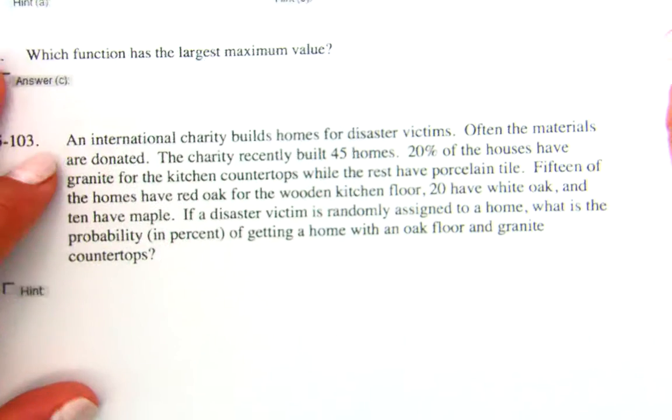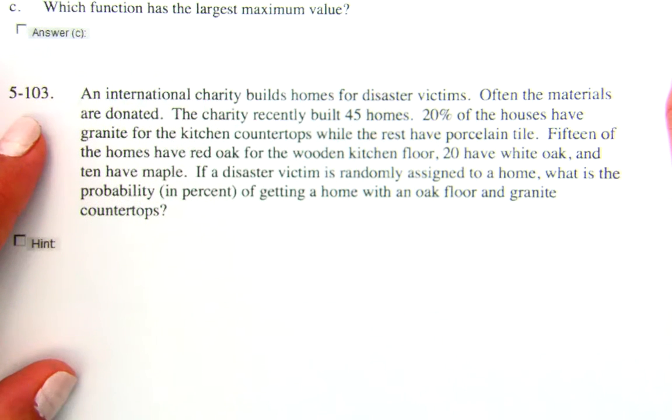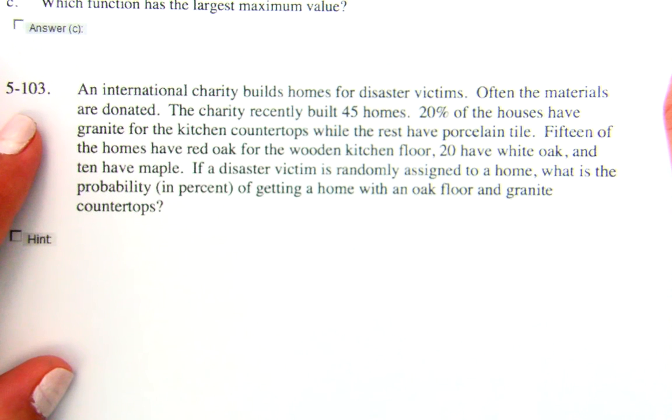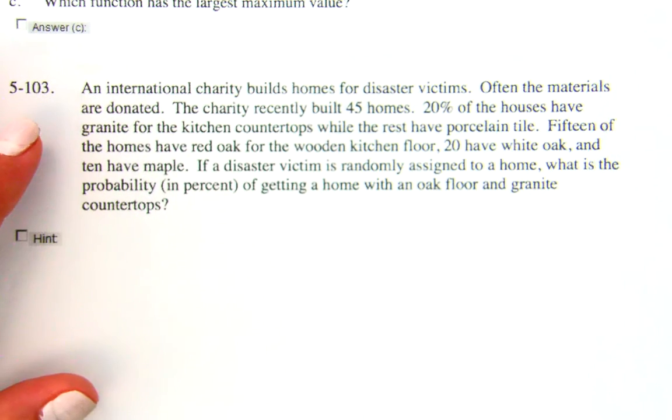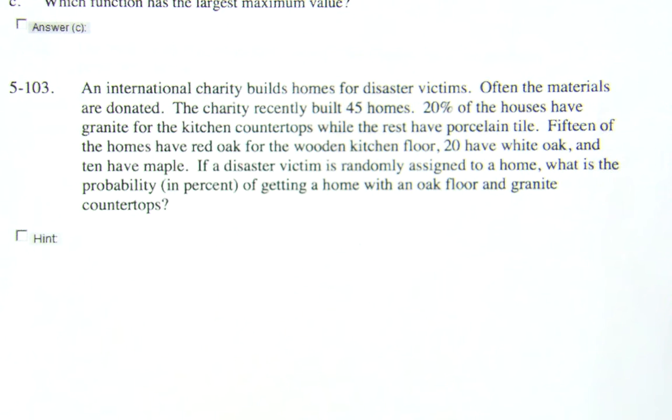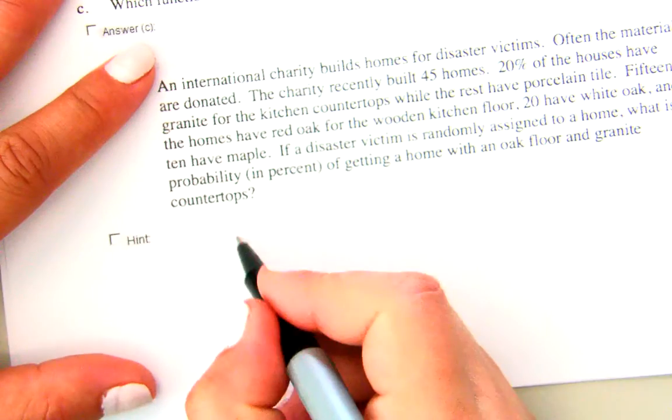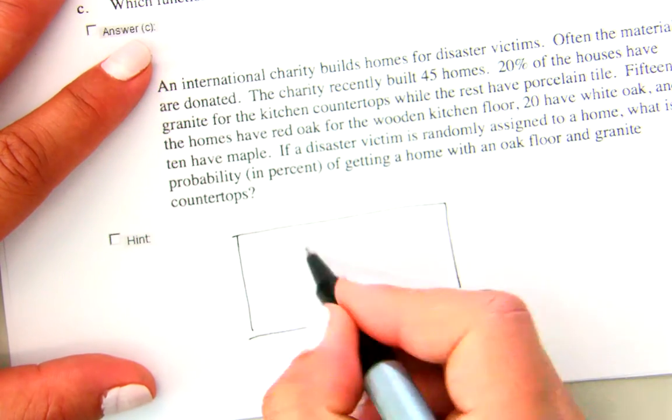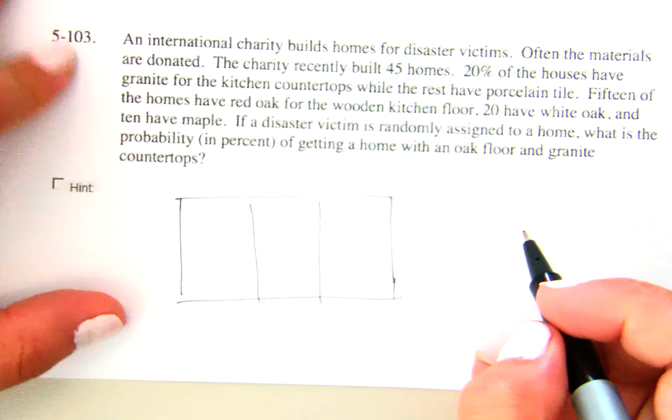Next part, 103. An international charity builds homes for disaster victims out of materials that are donated. The charity recently built 45 homes. 20% of the homes have granite countertops, while the rest have porcelain tile. 15 of the homes have red oak, 20 have white oak, 10 have maple. If a disaster victim is randomly assigned to a home, what is the probability in % of getting a home with an oak floor and a granite countertop? Oh, we'll just do an area model for this. That works out. We're just going to have to triple up on the other sides.